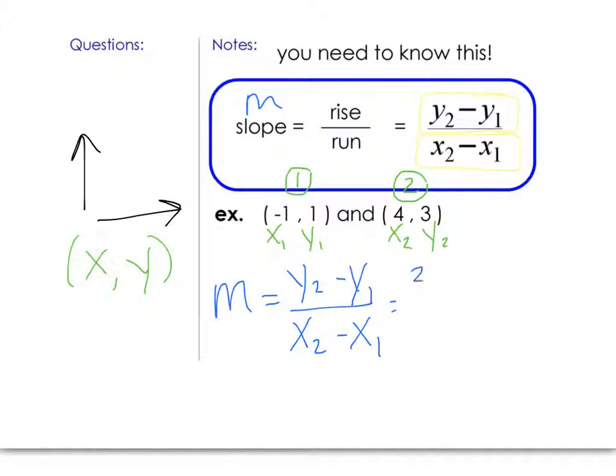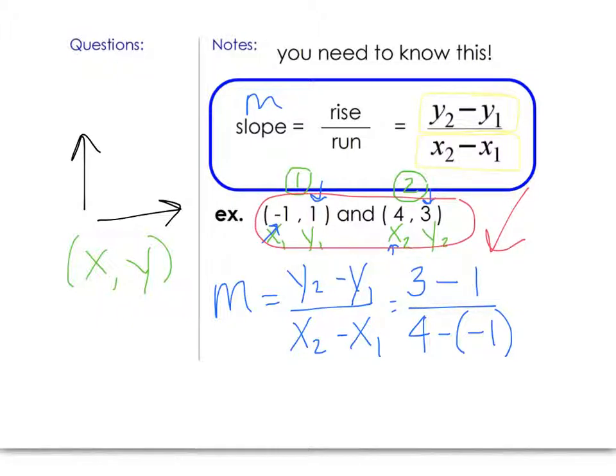Well, y2 is 3, so 3 minus y1, which is 1, divided by x2, which is 4, minus negative 1, because x1 is negative 1. How I got all of these pieces are from these, bless you, from these 2 points. This is point 1, this is point 2, and x comes before y.